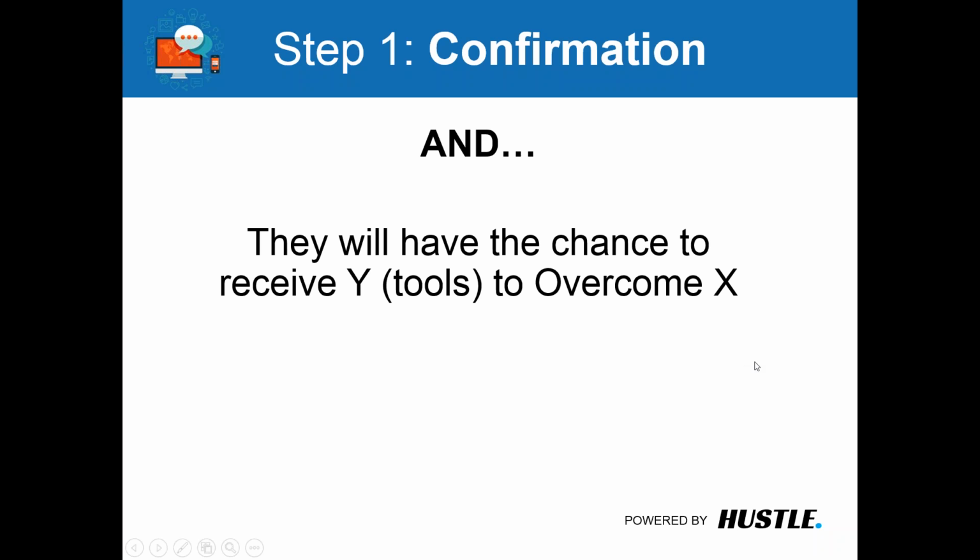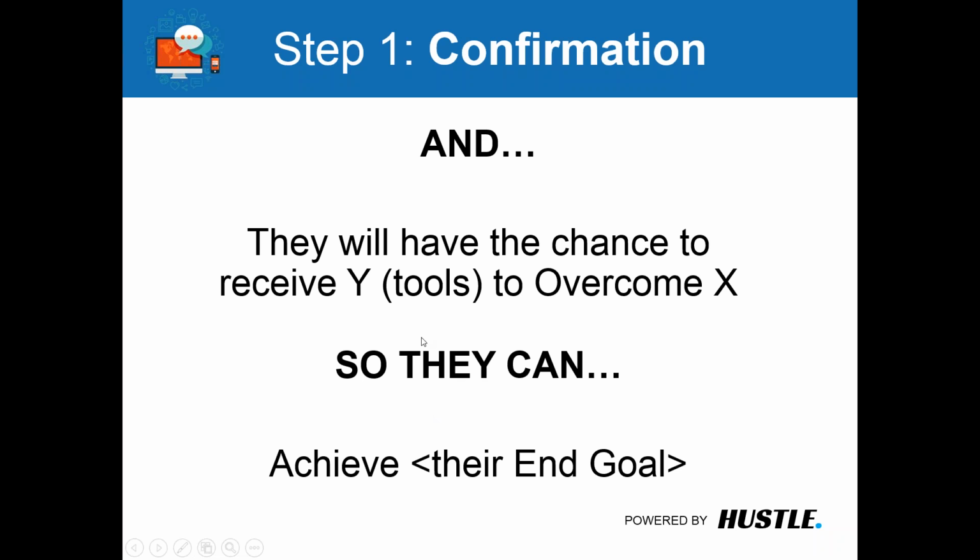Also, during the future pacing, tell them that they'll have the chance to receive tools to overcome their issues. If they've got issues with creating Facebook ads, say you will receive Facebook ad templates so you can overcome the pain of creating Facebook ads every single time you create a campaign. It will save you time and money. There are some magic words again: "so you can." So they can achieve their end goal. So receive tools to overcome a skepticism, which is X, so they can achieve their end goal.